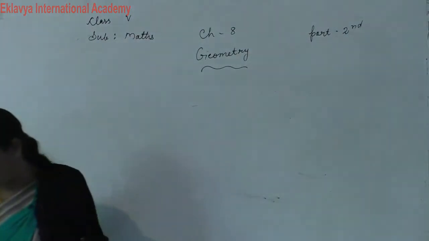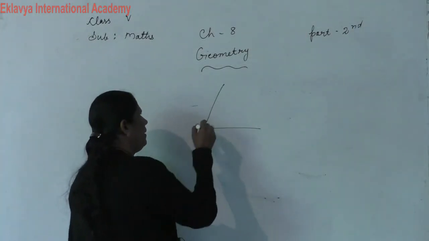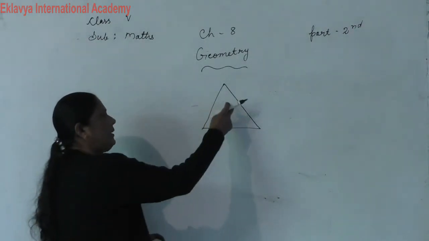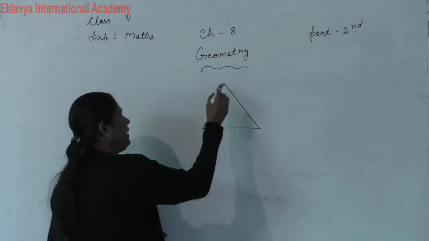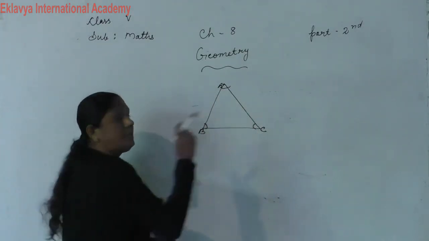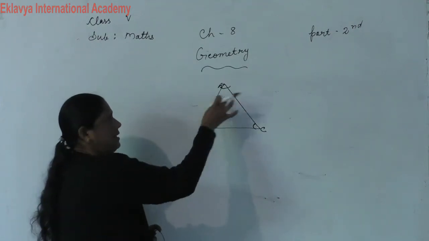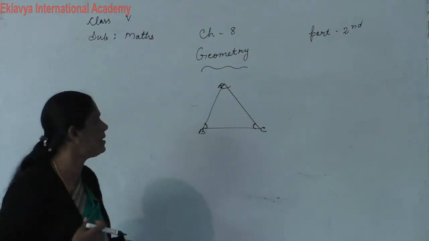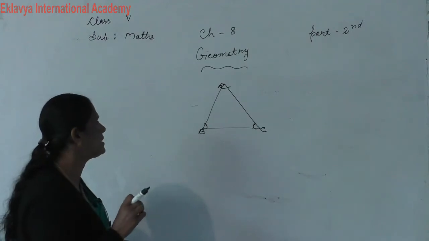What is a triangle? A triangle has 3 line segments forming a closed figure. Then A, B, C. It has 3 vertices, 3 sides and 3 angles.